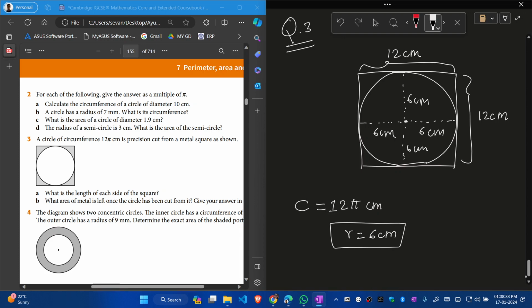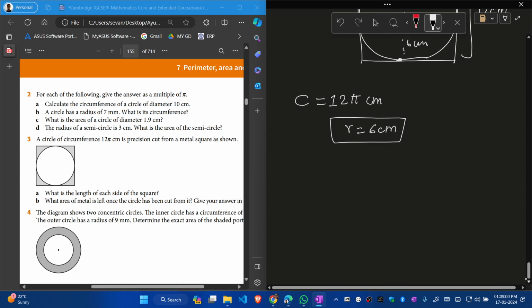I was just thinking about that because I saw that it was not leaving any gap. It was fully filling it. Yeah, the square is touching this circle, so that's why you can easily see that the distance will be the same. Its length will be the same. So what will be the answer of A part? What is the length of each side of the square? 12 centimeters.